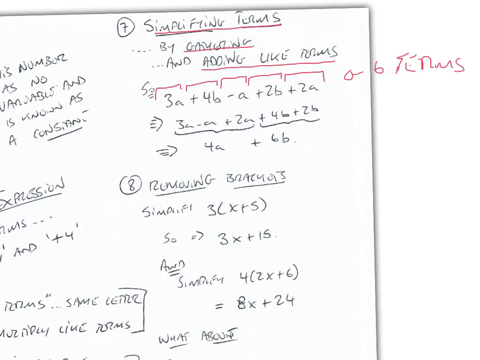Anyway, to simplify this expression, we gather the like terms. So we get all our a's. So we've 3a, and we've minus a, and we've plus 2a. And when we're finished with the a's, we then go back and we look at 4b, and we look for any more b's, and there's a plus 2b there. And 3a minus a is 2a, plus 2a is 4a, and 4b plus 2b is 6b. And 4a plus 6b is the simplified expression of this algebraic expression here. In other words, that's our answer.